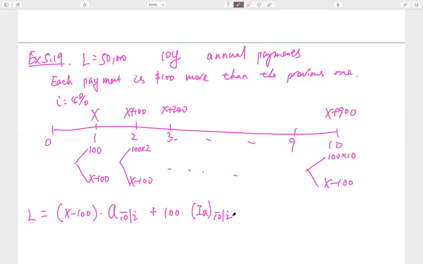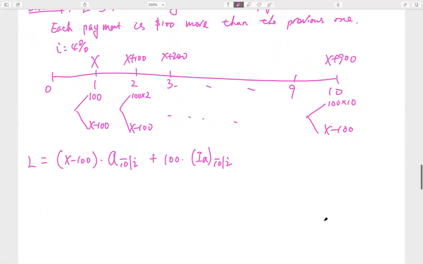The textbook does something slightly different, I think it's the same, because there's another way of thinking about this. This is one way. From there we can solve to get X. Let me write down X.